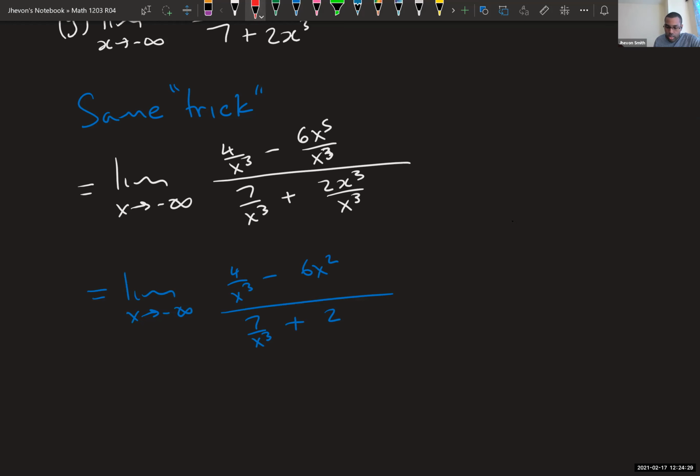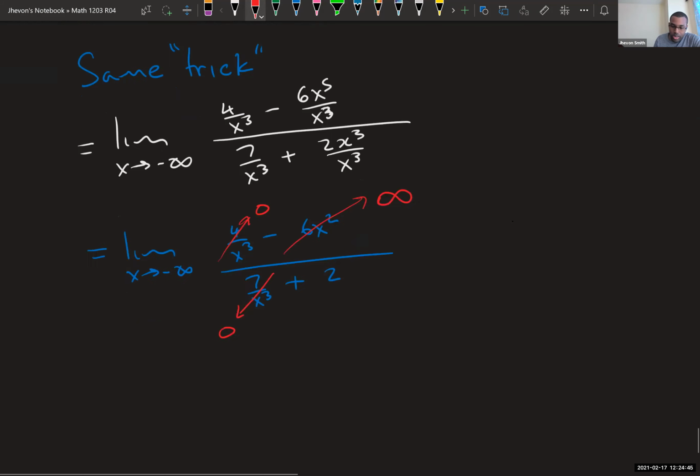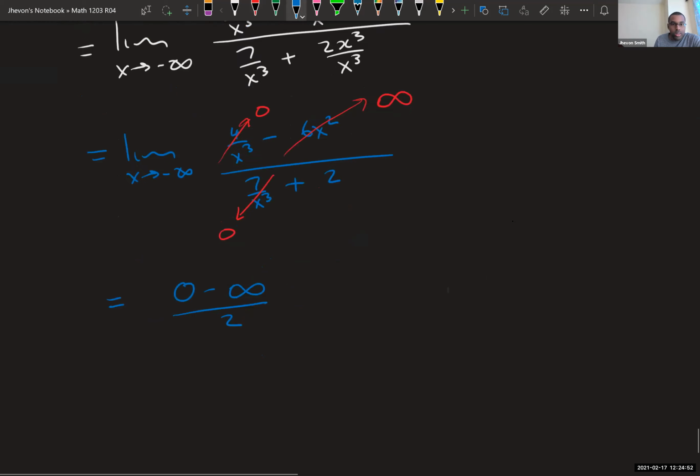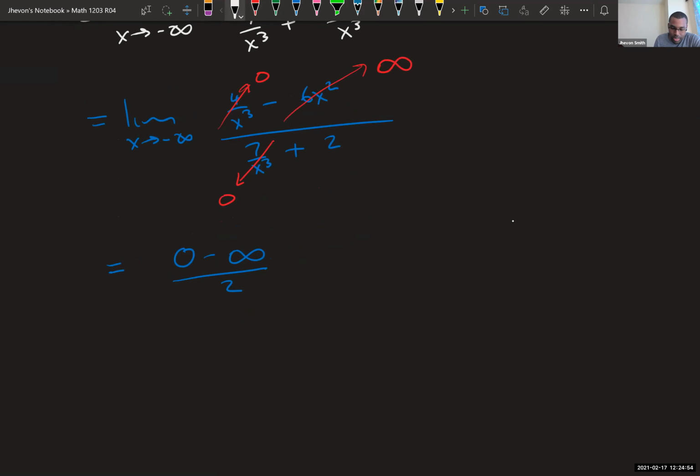You can then see that this guy is going to go to 0, that guy is going to go to 0. That guy is just 2. This guy goes to what? 6x squared, as x goes off to negative infinity, actually goes off to infinity. So essentially here, it's like you have 0 minus infinity over 2. What do you get? Well, negative infinity, of course. So that would be the answer there.